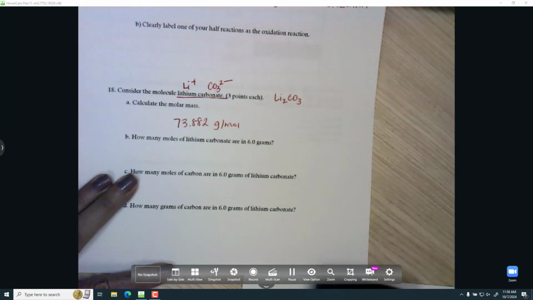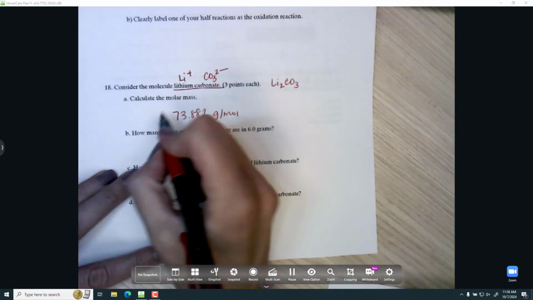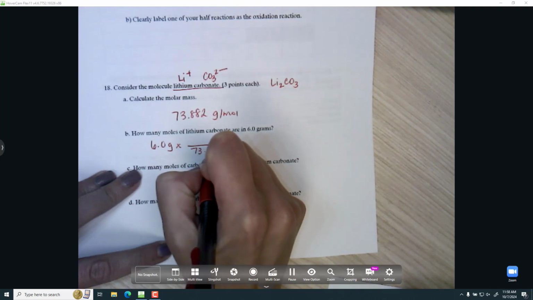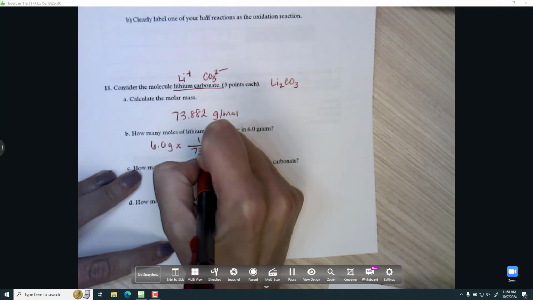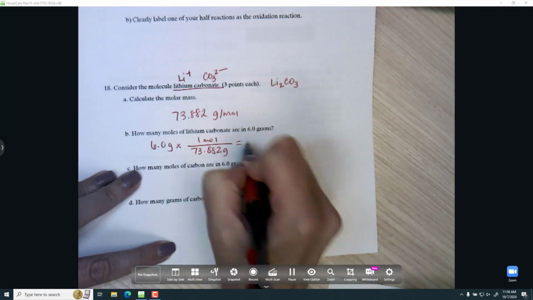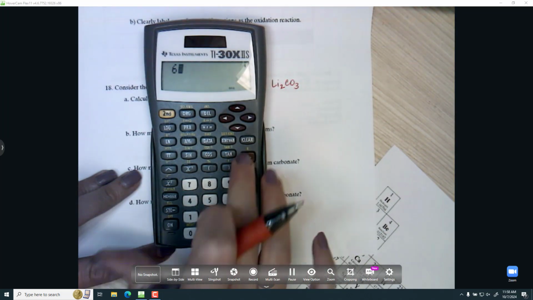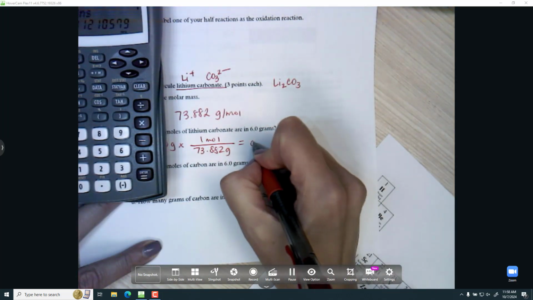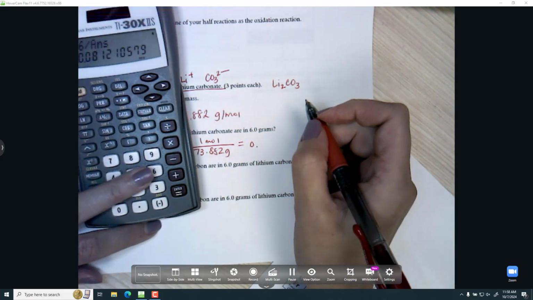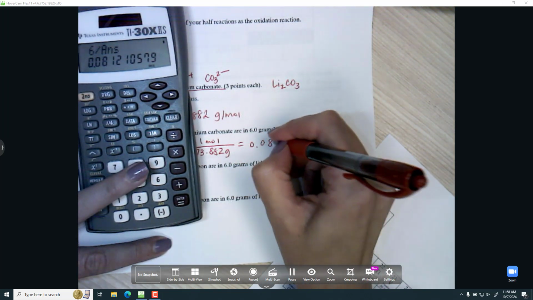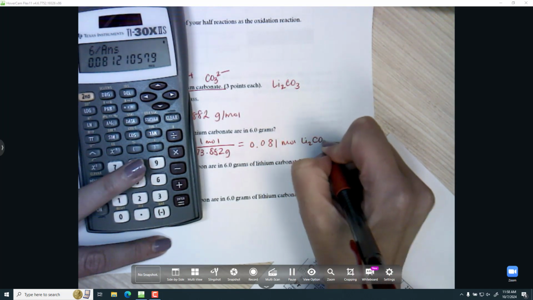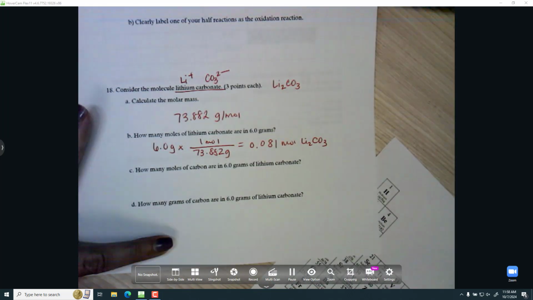All right, I can use that molar mass to convert grams to moles. 6 grams, I'm going to divide by molar mass so that I get the grams on the bottom and moles on top. So 6 divided by the molar mass. I just want 2 sig figs because 6.0 grams has 2 sig figs, so the zeros don't count, so 0.081, and that's how many moles.